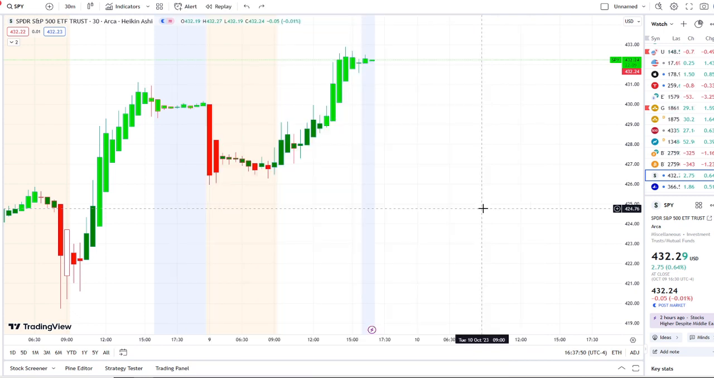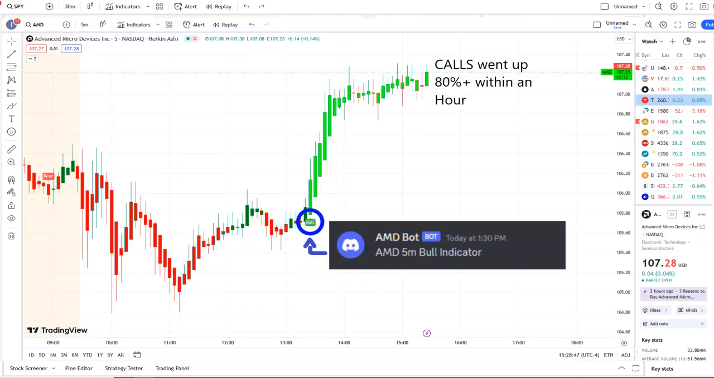So the home run today was from our AMD bot. Our AMD bot sent out a bull indicator at 1:30 p.m. And from that moment forward, inflows crossed the midpoint to the upside, bull strength there on 42 vision, and call options went up 80% plus within an hour, guys.